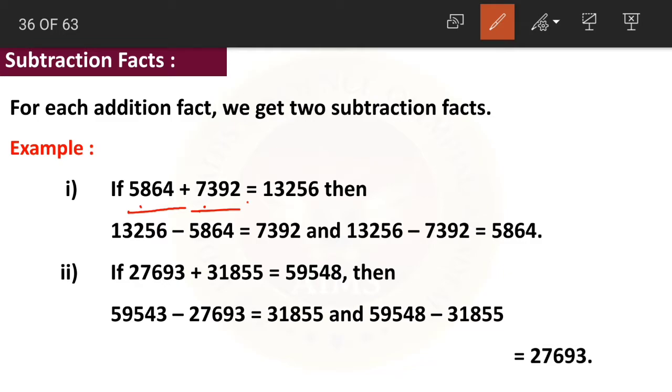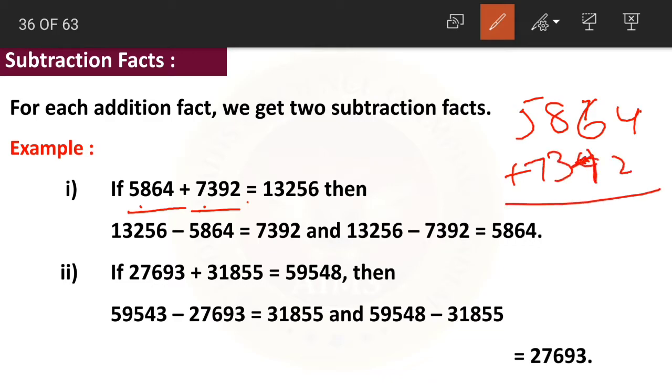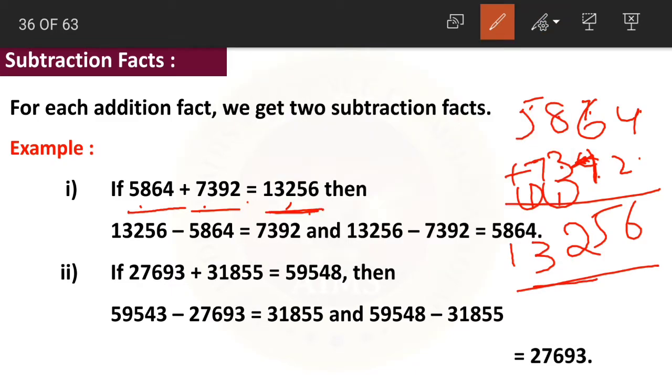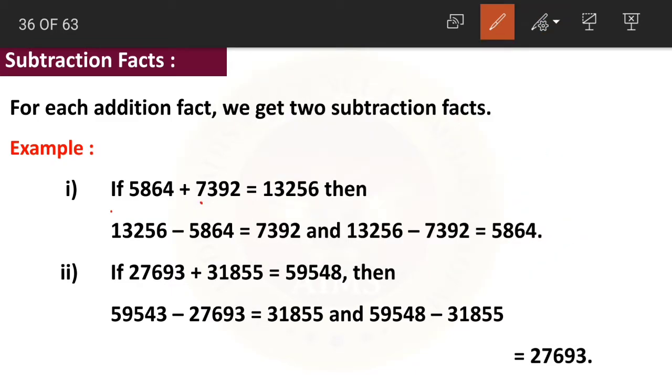If we add these two, 5864 plus 7392, the answer will be what? 4 plus 2 is 6, 9 plus 6 is 15, 5 written and 1 carried. 8 plus 3 is 11, plus 1 is 12, 2 written and 1 carried. 5 plus 7 is 12, 12 plus 1 is 13. 13,256 is the sum. Yes. Now what is this? This is addition.